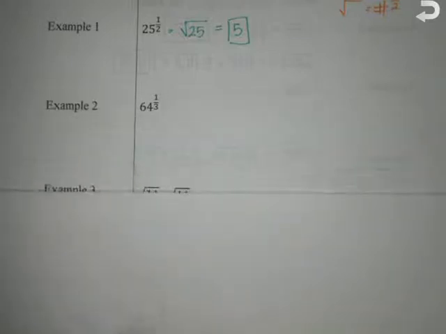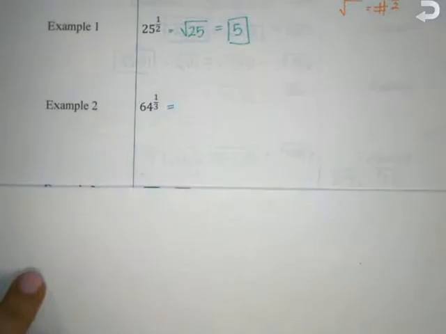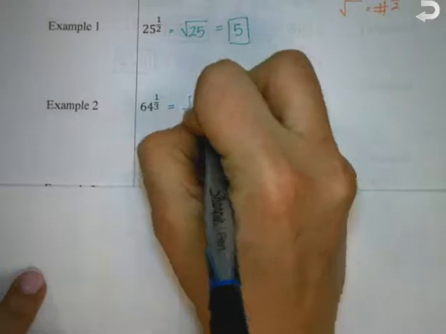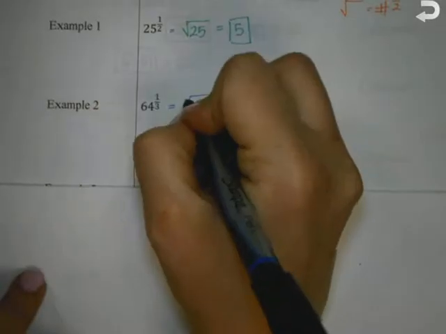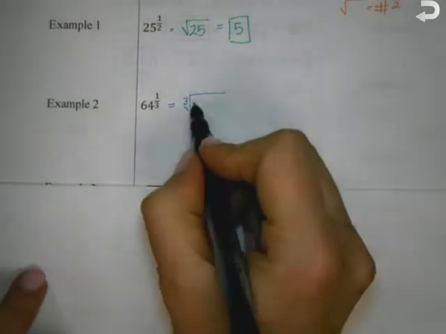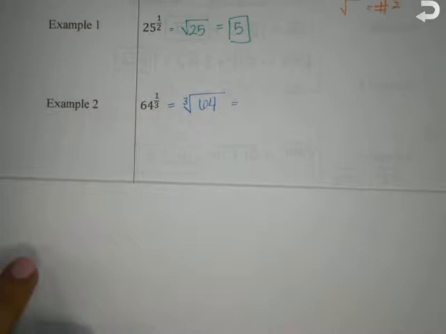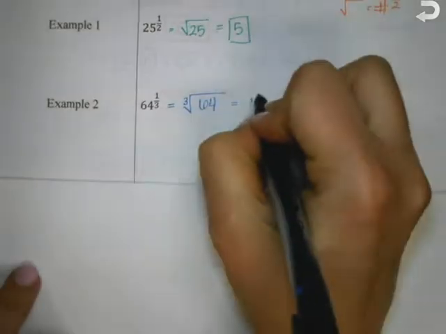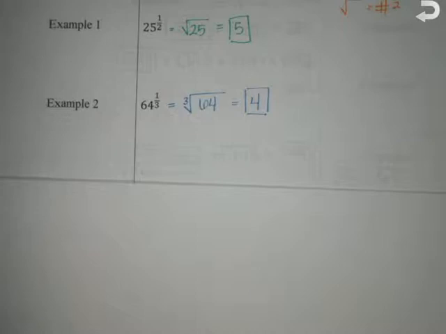Okay, what about example 2? 64 to the 1/3. How would we rewrite that first? Not 3 square root. That means 3 times the square root. It is the cube root. That number is little. It's not in front, it's on top. So cube root of 64. And what number times itself 3 times gives me 64? 4. Okay? It is not a square root. It's a cube root. So far so good?